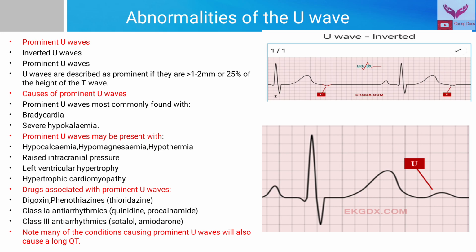The various drugs which can lead to prominent U waves are digoxin, phenothiazine, thioridazine, class 1A antiarrhythmics like quinidine, procainamide, class 3 antiarrhythmics, sotalol, amiodarone. Many of the conditions causing prominent U waves will also cause a long QT.